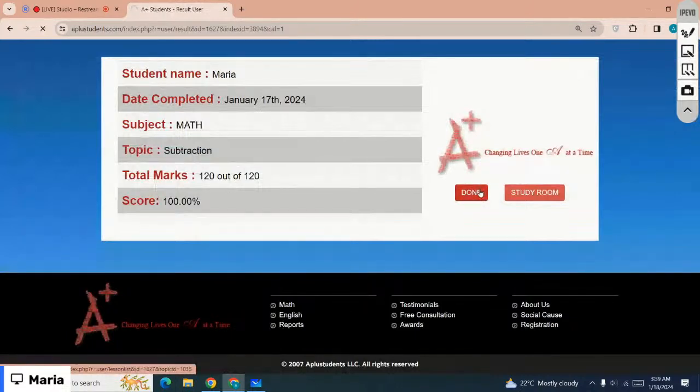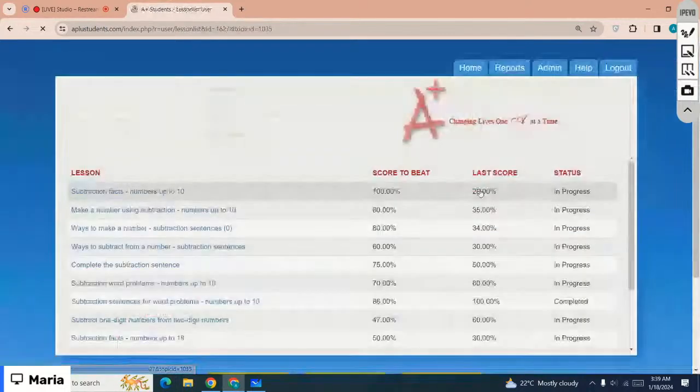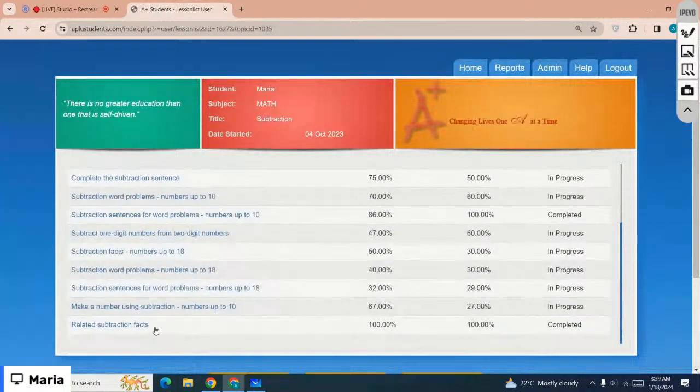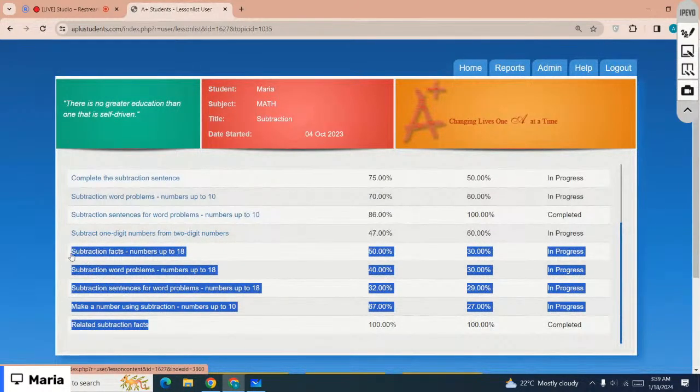Okay, we are done with grade 1 math. The chapter we're working on is subtraction, and the lessons we have covered today are subtraction facts, numbers up to 18, subtraction word problems, numbers up to 18, subtraction sentences for word problems, numbers up to 18, make a number using subtraction, numbers up to 10, and related subtraction facts.